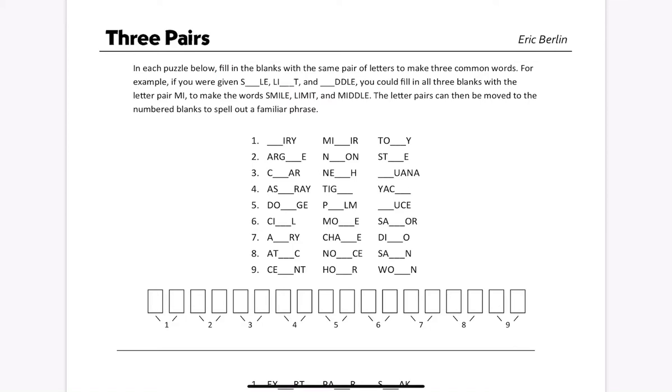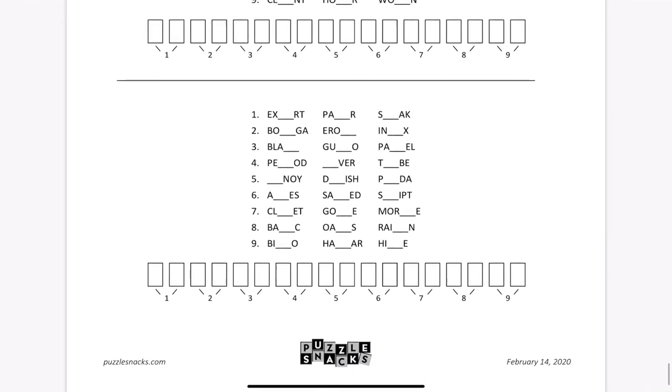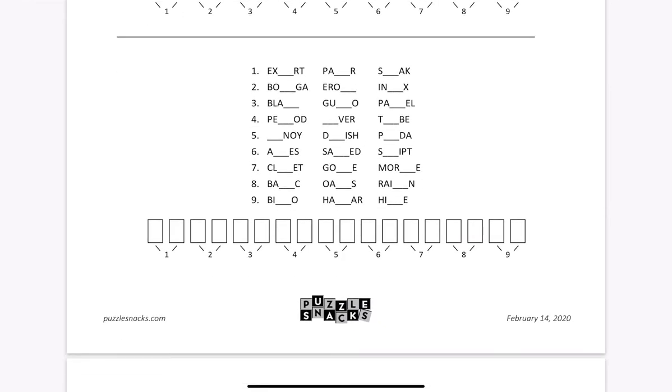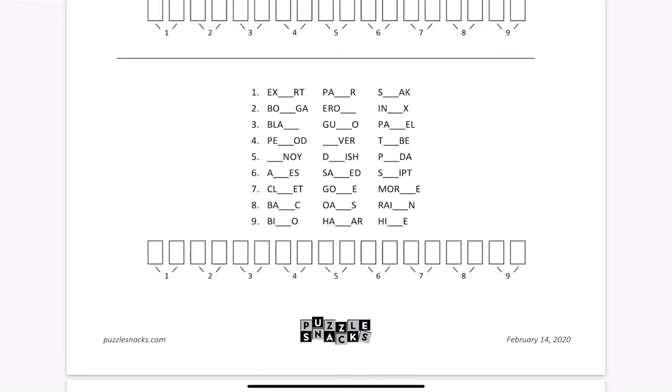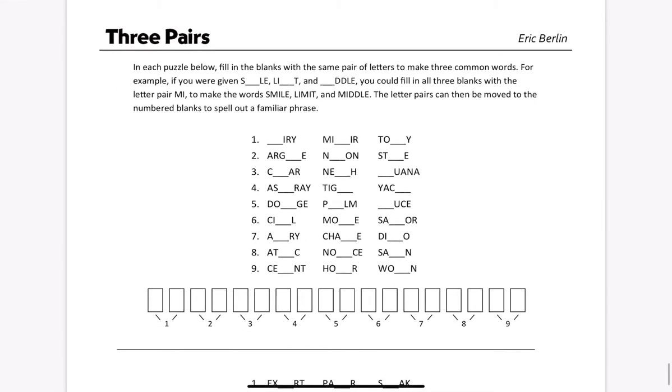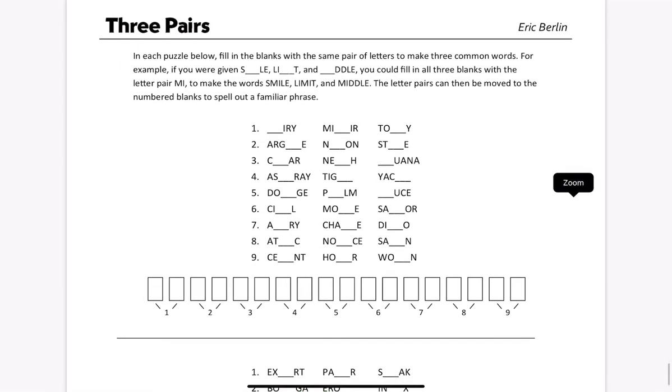Because this is a paid subscription service, I didn't want to do one that was super recent. So this one is from February 14th of earlier this year. All right, three pairs. In each puzzle below, fill in the blanks with the same pair of letters to make three common words. For example, if you were given these three clues here, you could fill in all three blanks with the letter pair MI to make the words smile, limit, and middle. The letter pairs can then be moved to the numbered blanks below to spell out a familiar phrase. All right, so that's pretty simple.